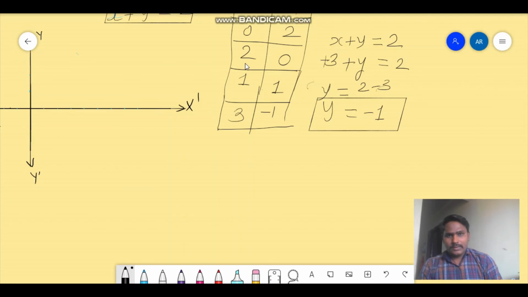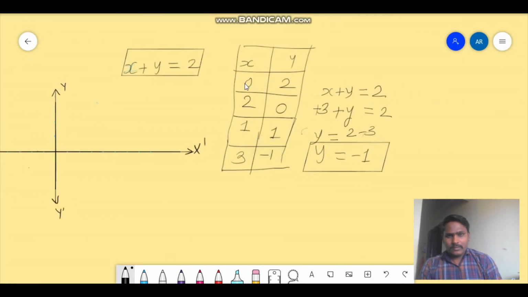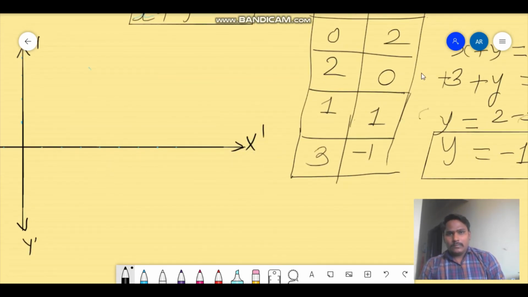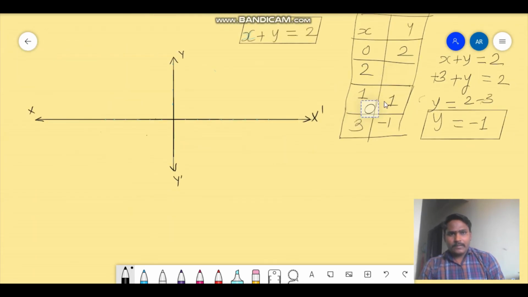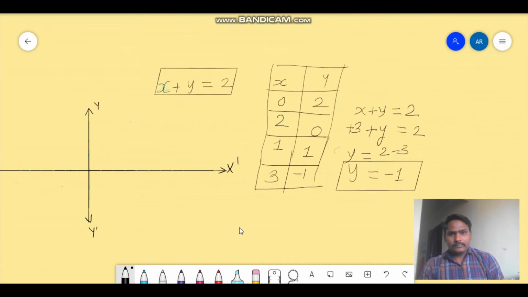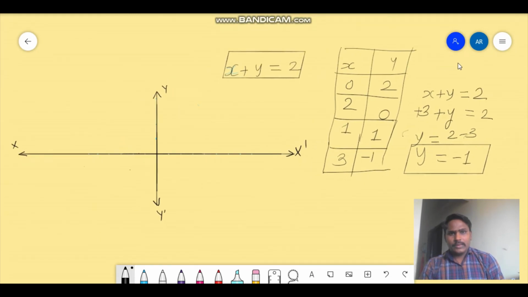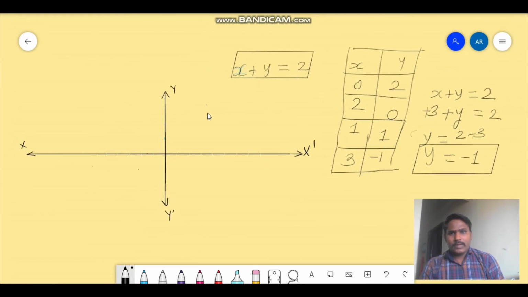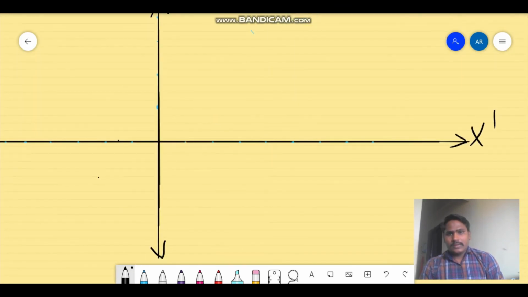So now we have pairs of coordinates of this equation. Coordinates obtained from this equation are (0, 2), (2, 0), (1, 1) and (3, minus 1). Now we will plot these points on the graph. So here the first point is (0, 2), which means the value of x is 0 and y is 2. Now suppose this is our axis system, and let this be 1, 2, 3, 4 and so on.